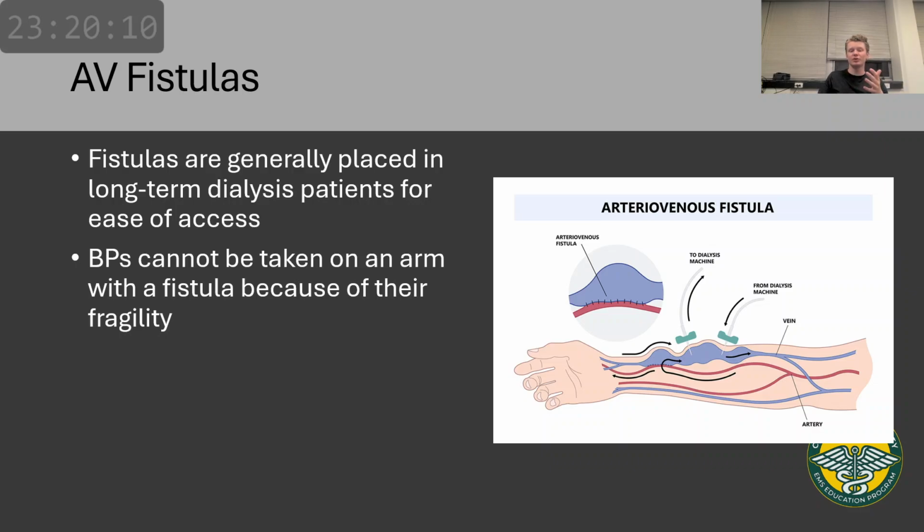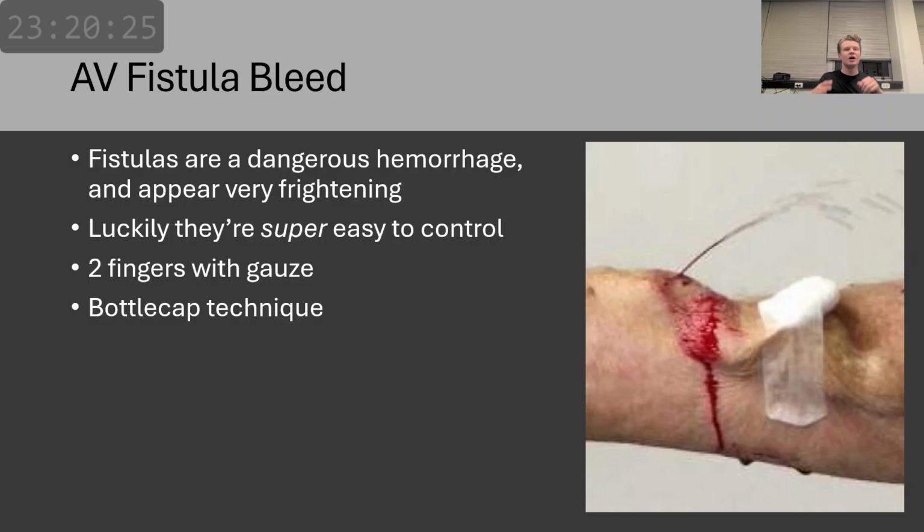Because there are other more subtle things that also block us from being able to do BPs, like a past mastectomy or vascular surgery on that arm, something like that. AV fistulas are our big one that we talk about, especially in this section of the course. All right, an AV fistula bleed.